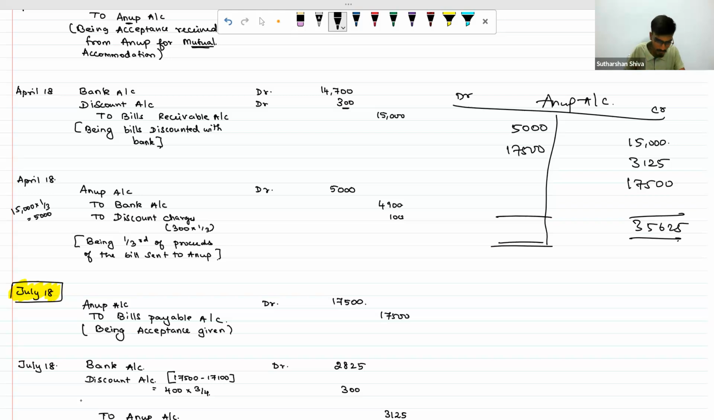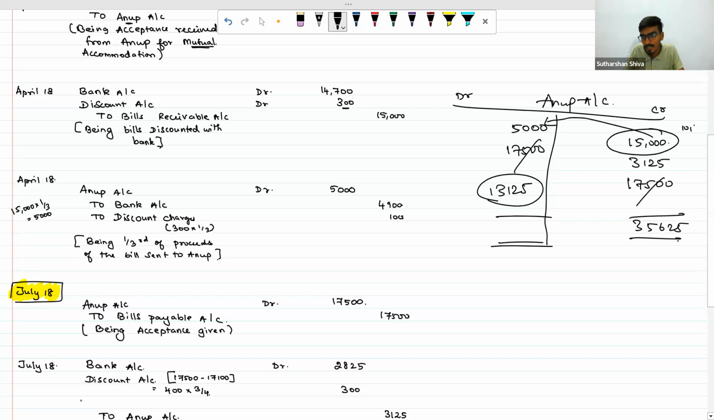From this, if you deduct 22,500, you will end up with 13,125. It's simply that 17,500 gets cancelled. On this 15,000, 5,000 has already been received. You are left with which part? 10,000 you need to receive. Then 3,125 you need to receive. That's what 13,125 will come to. It is nothing but 10,000 from the old bill and 3,125 from the new bill, the new discounting of the remittance portion you need to pay.